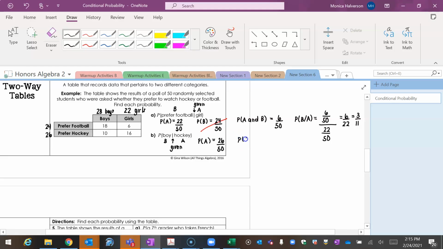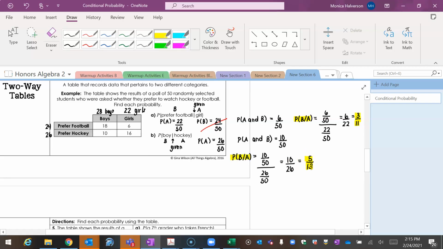Then we can ask ourselves, what's the probability that they like hockey and they're a boy? That's going to be 10 over 50. All right, so then the probability of B given A is equal to 10 over 50 divided by 26 over 50. And so our answer will be 10 over 26, which is 5 over 13. So there are our answers.